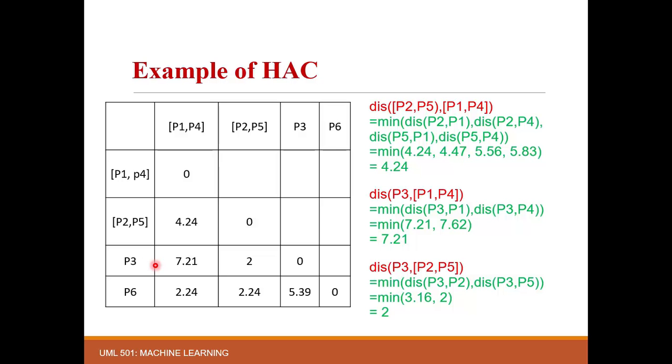Similarly, for P3 and the new cluster P2, P5, the pairs become P3, P2 and P3, P5. So after noting down the values, the minimum value comes out to be 2.